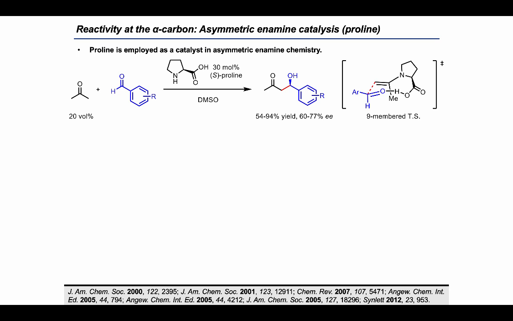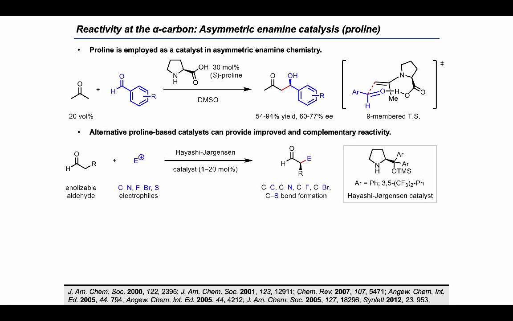A 9-membered cyclic transition state is proposed, in which an enamine is formed between the proline catalyst and acetone, and the carboxylate group of proline is coordinated to the aldehyde electrophile via hydrogen bonding. This hydrogen bonding interaction both activates the incoming electrophile and guides its approach from the upper face of the enamine, leading to the enantioselectivity observed.